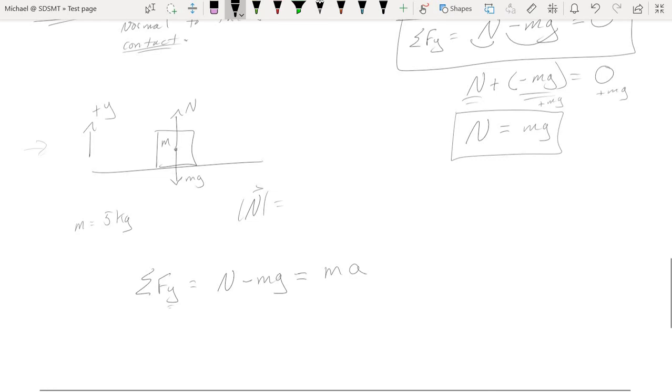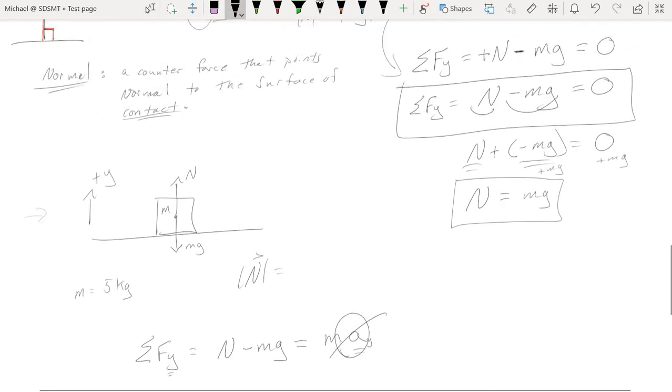And since this is all in the y direction, then we consider acceleration in the y direction. But we should know better. This mass is just sitting there on the table, minding its own business. It's not moving up or down or left, right, anything like that. It's stationary. So what should we have for this acceleration? We should have 0.